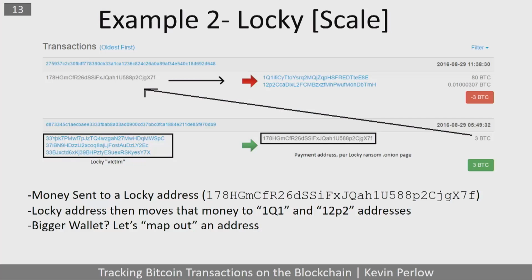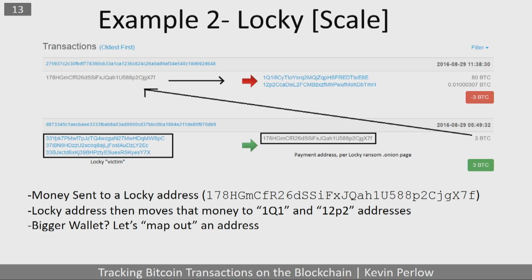On the bottom left, we have our victim. On the bottom right, we have that money being paid. Then this is just the default interface for blockchain.info on the top left. The money moves again, and it moves as part of a much larger, I think, 80 Bitcoin transaction. What that means is there were other Bitcoin addresses involved in this. So our next step here is where things start to get interesting.